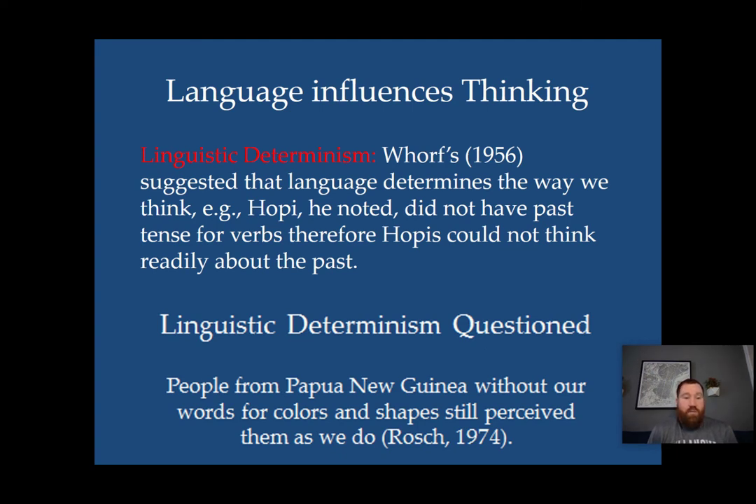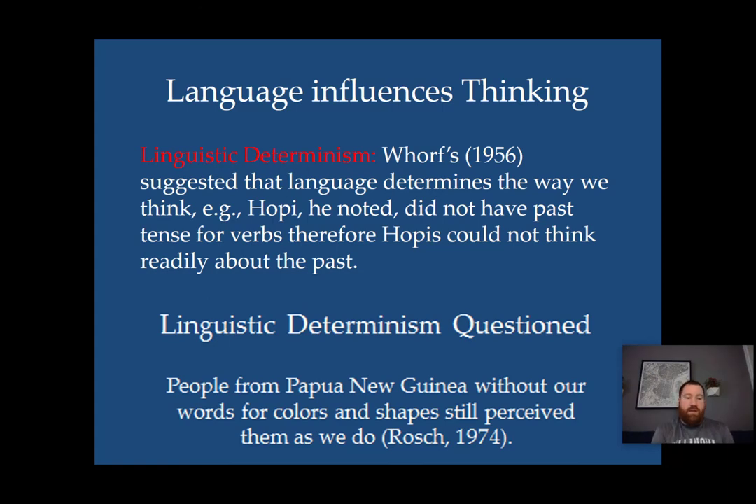This guy named Whorf thought that that meant that Native Americans who spoke Hopi could not think easily about the past. That they had a harder time understanding things that happened in the past versus people with a language that had a past tense. But there's not a lot of evidence that supports this.